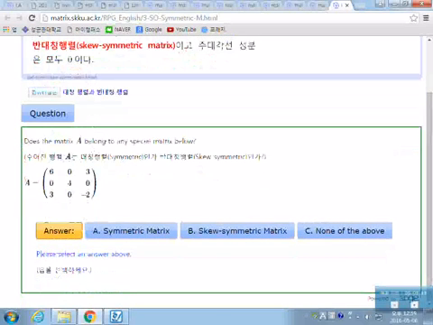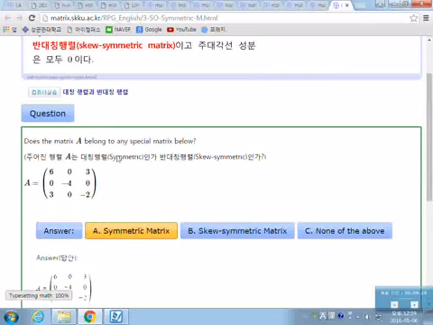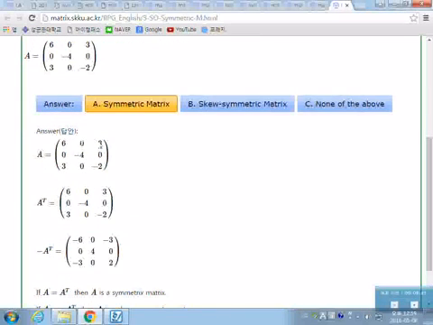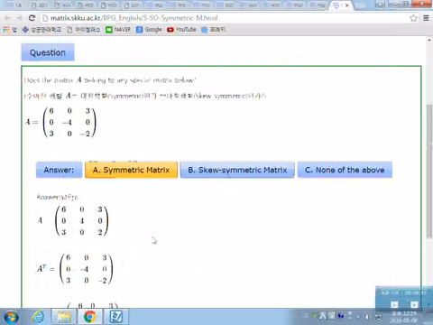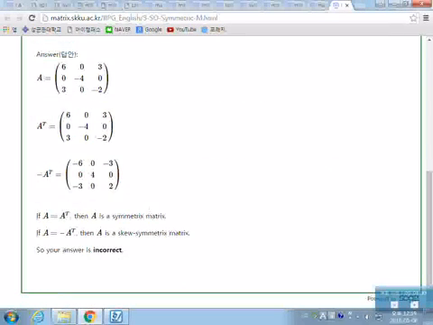So here, for a given matrix, we have to confirm one of them. Surely for this matrix, we can easily say this is symmetric, right? So our answer is correct. If you choose another one, it is incorrect.